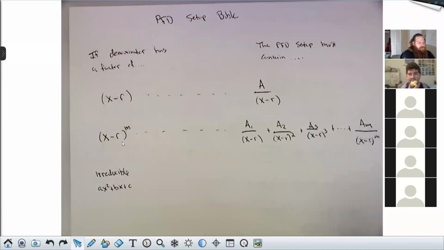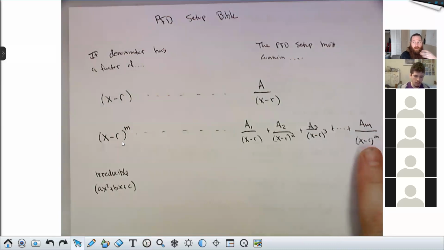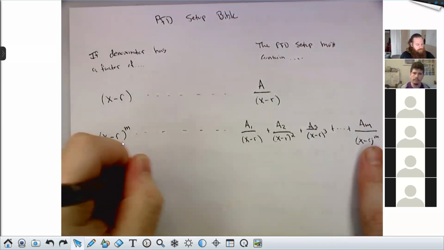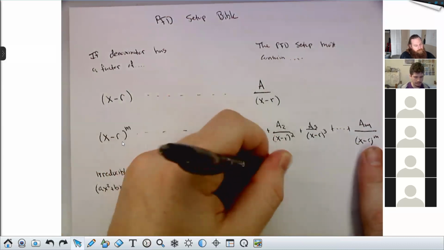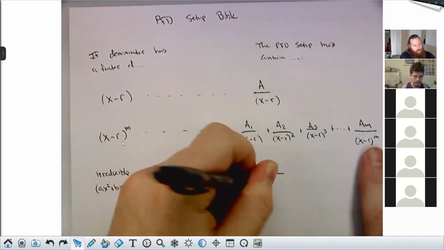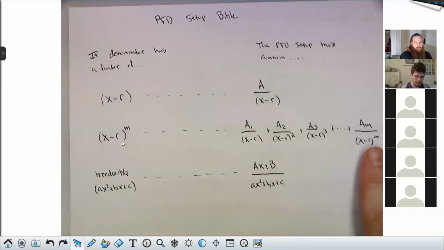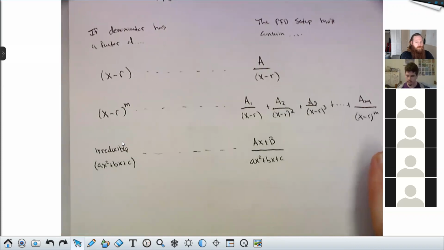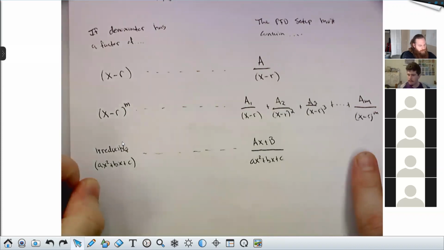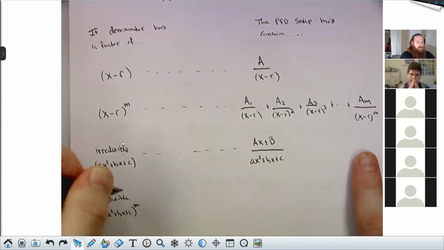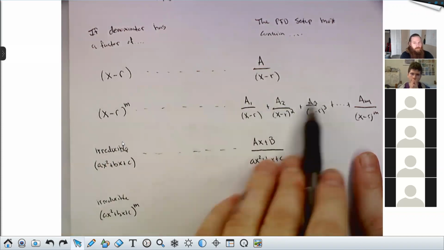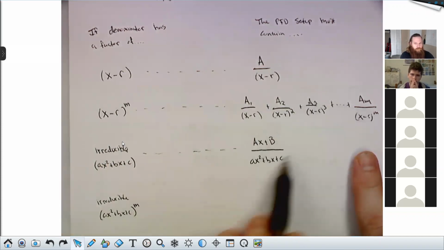If your denominator has an irreducible quadratic factor, that is a quadratic factor that cannot be broken down over the real numbers, then your PFD setup must contain a linear term over that irreducible quadratic. And then if you're really unlucky, you have an irreducible repeated quadratic factor, in which case you need to have a tower of terms building up to the multiplicity, each one of which looks like this.